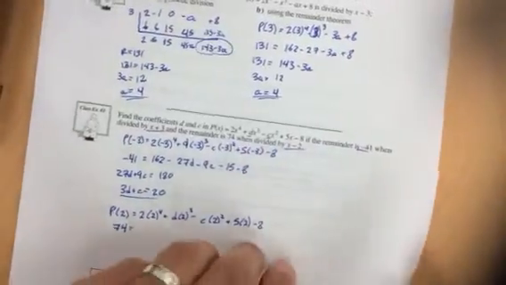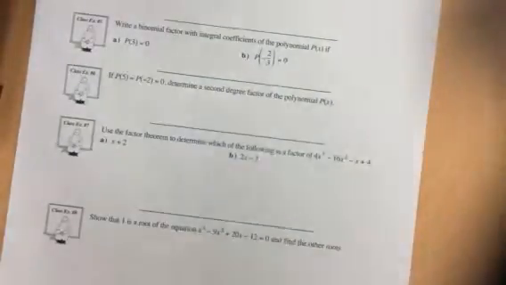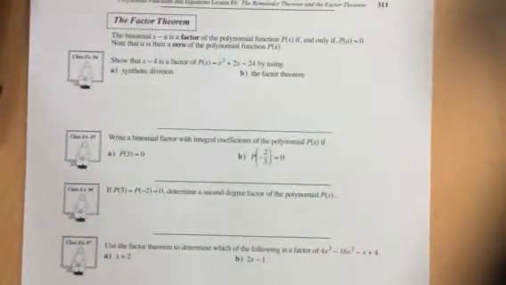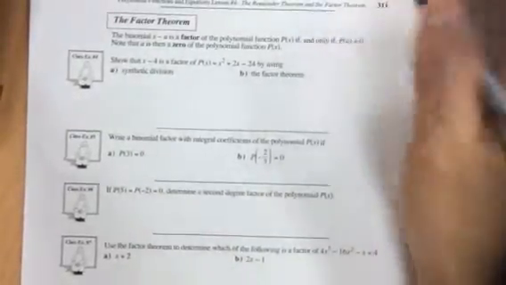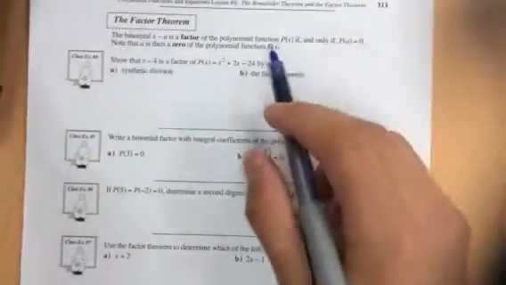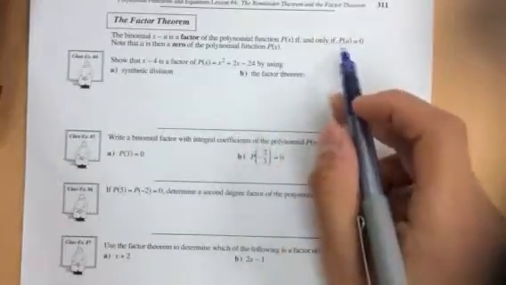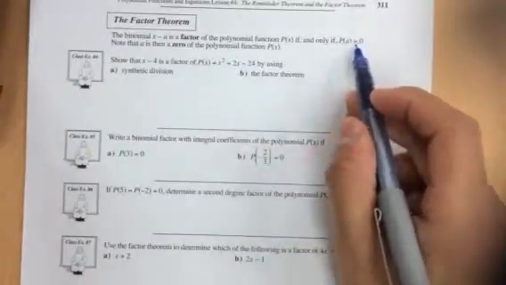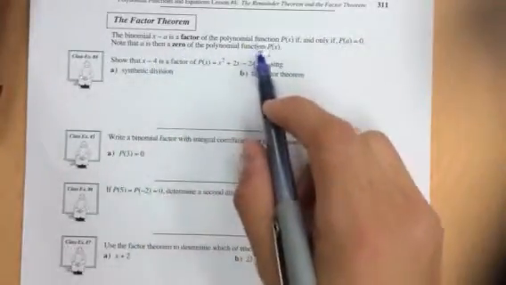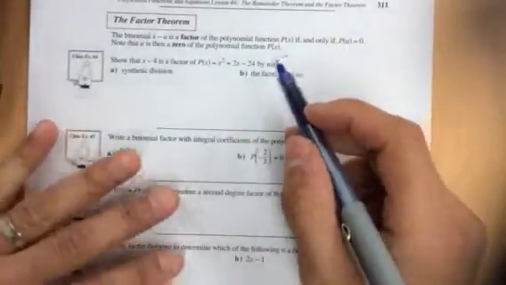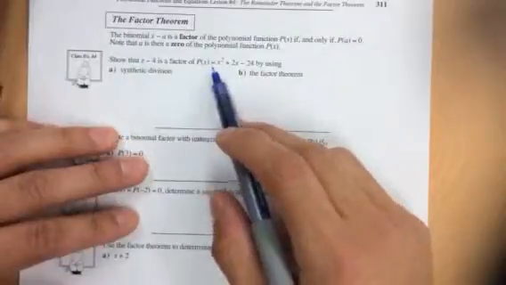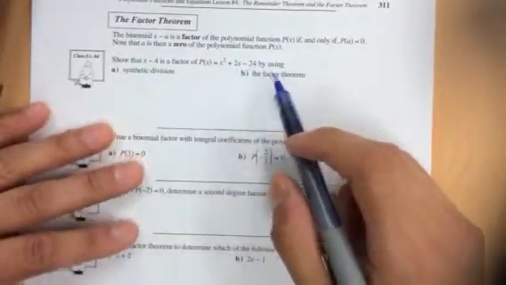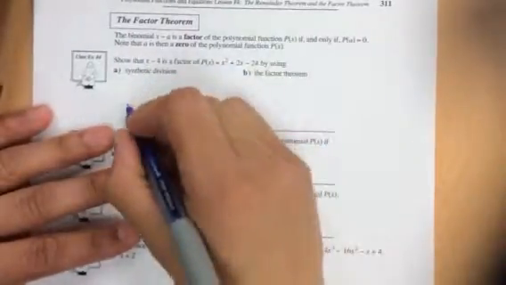So pretty straightforward. Now the last one we're going to look at is the factor theorem. So if I have the binomial x minus a, and that's a factor of the polynomial function p of x, it's only going to be a factor if and only if p of a is equal to 0. Know that a is then a 0 of the polynomial function p of x. So show that x minus 4 is a factor of p of x equal to x squared plus 2x minus 24 by using synthetic division.